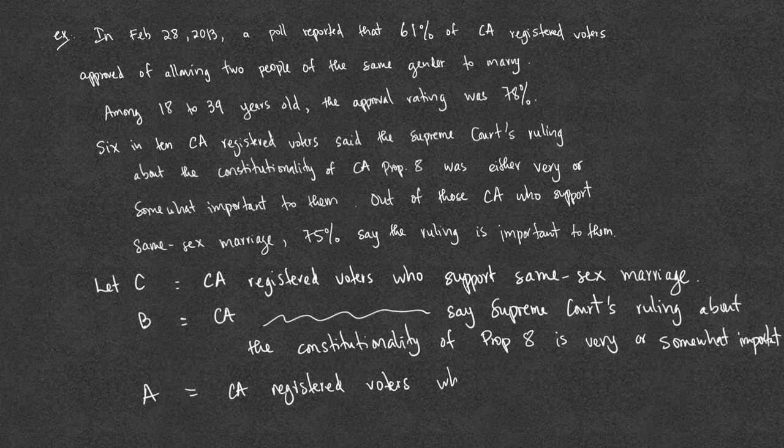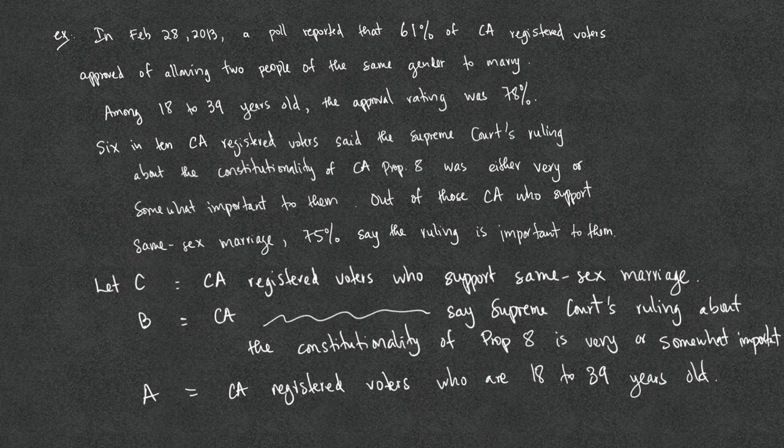Usually when we solve the problem, we want to simplify this by letting the uppercase A, B, C be certain events, just like what we just did now. Using these uppercase letters as events, we're going to reread the problem and summarize the information that was given to us. 61% of California registered voters approved of allowing two people of the same gender to marry. This is the percentage, the information for event C.